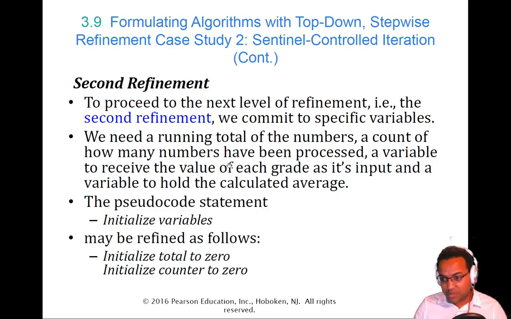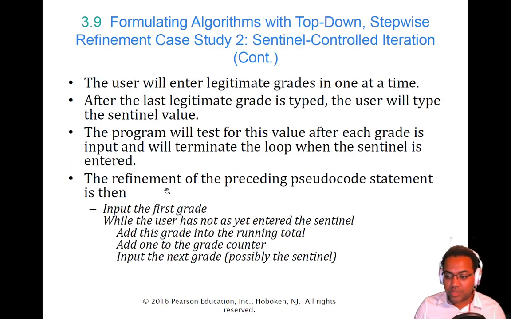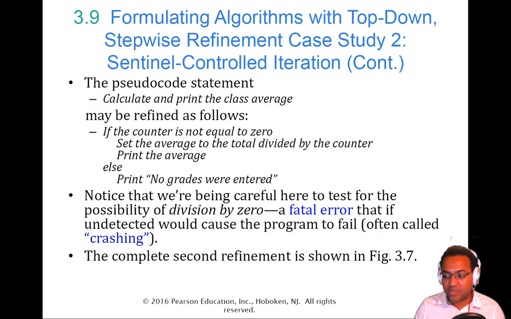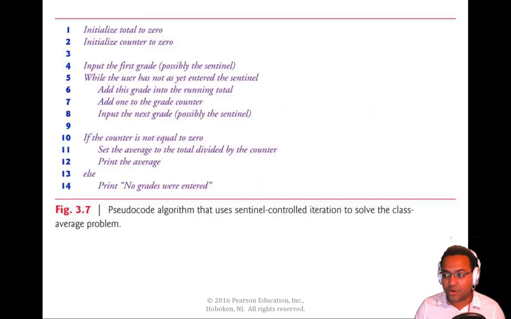So this is saying in the second refinement, we need a running total of the numbers, a count of how many numbers have been processed, a variable to receive the value of each grade. And let me just skip forward so I can show you actually what they came to, because this is going to talk about a lot of the things that I've already spoken about.